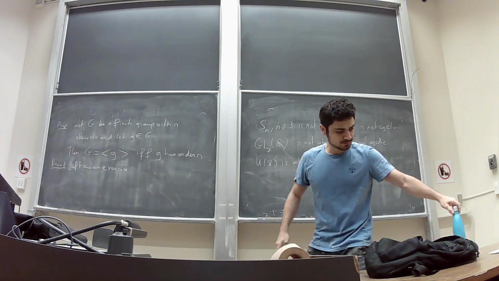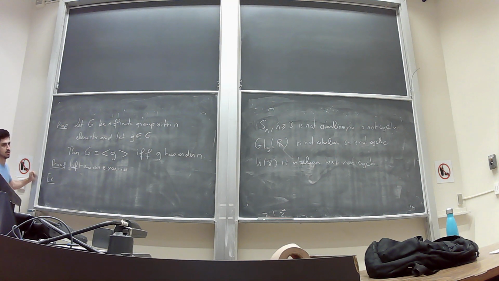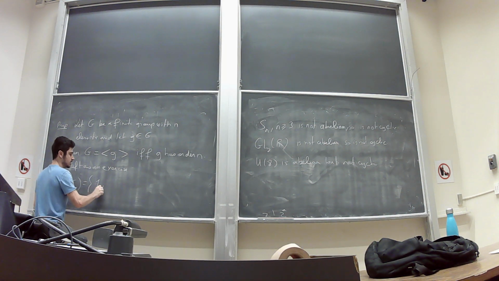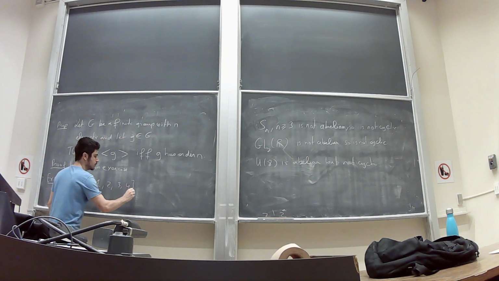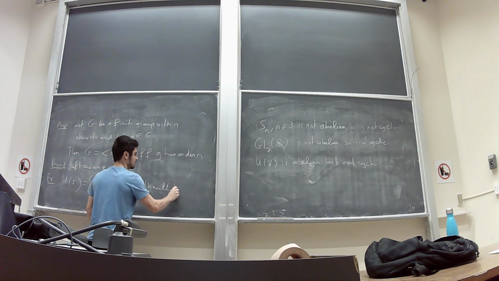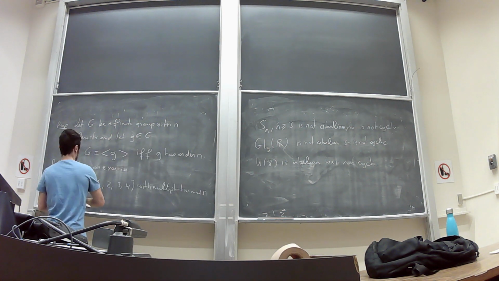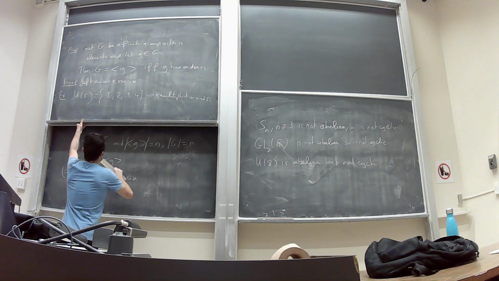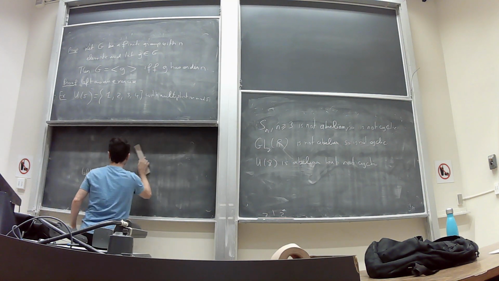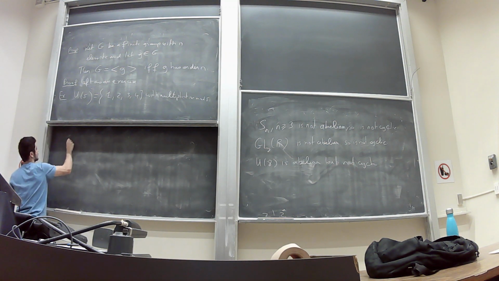Example, let's give an example. Let's say U5. We had U5 is 1, 2, 3, and 4 with multiplication mod 5. Let's write down the order of each element. We have shown before that 2 has order 4. 1 has order 1.